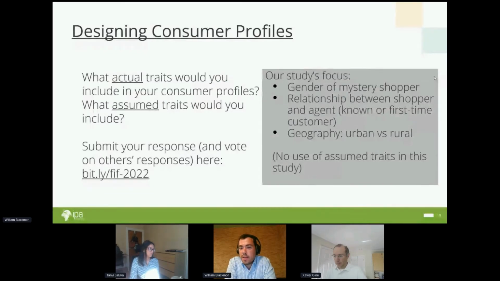So we basically focus on the gender of the shopper. So we're ensuring that our mystery shopping visits are a mix of visits by female and male mystery shoppers, and the relationship between the shopper and the agent. We're interested in any differences between the experience of new customers versus regular customers. So then, this is again an actual trait. And finally, geography, urban versus rural. So as I said, no assumed traits in the TCI study.